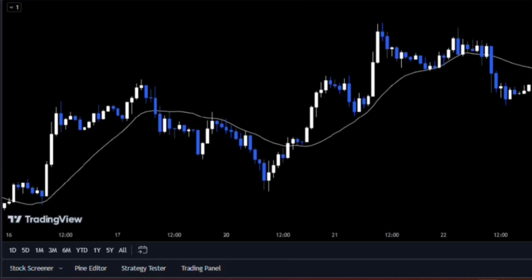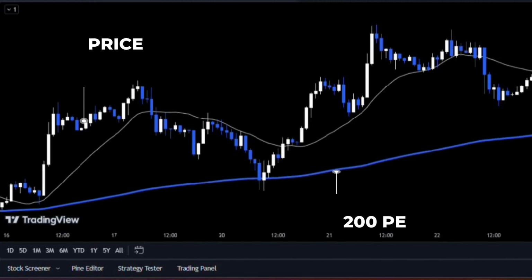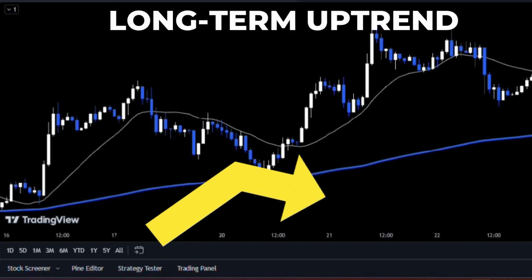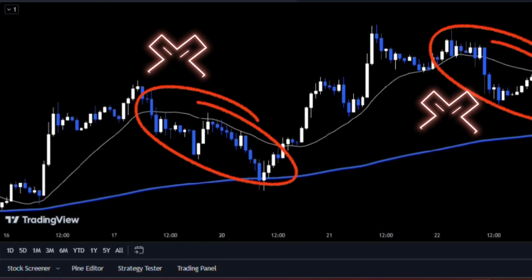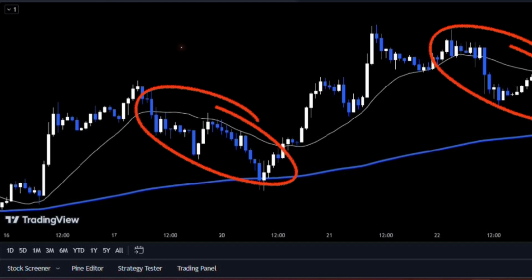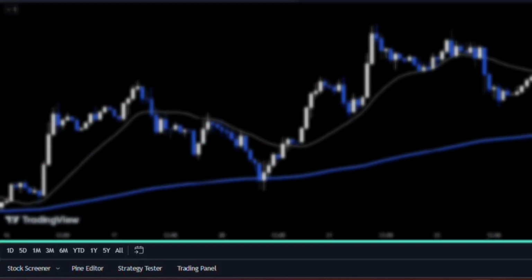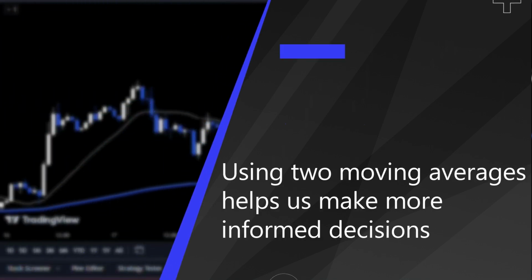Now, let's bring back the 200 MA. Notice how the price stays above it the whole time. This tells us that the market was actually in a long-term uptrend. So selling during those short-term downtrends could have been risky since it would have gone against the overall trend. Using two moving averages helps us make more informed trading decisions by giving a broader perspective on market trends.